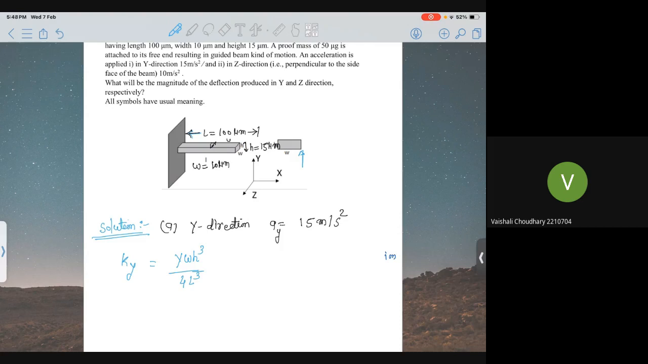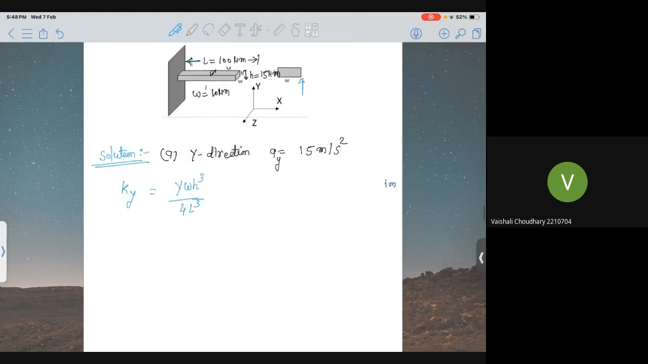Okay, now we'll put the values of Y, w, h and l. Y is 170 gigapascal, width is 10 micrometer, and height is 15 micrometer, 15 micrometer.